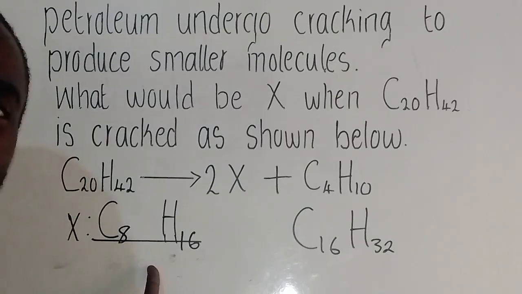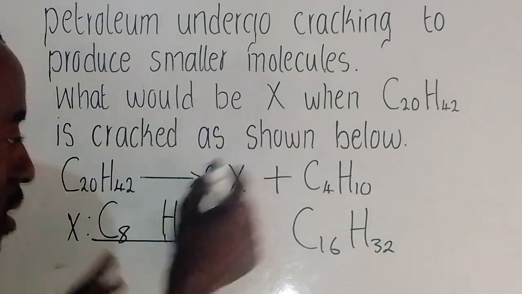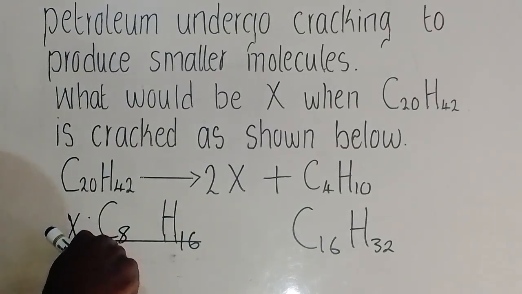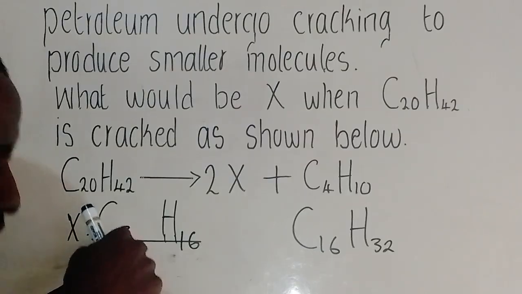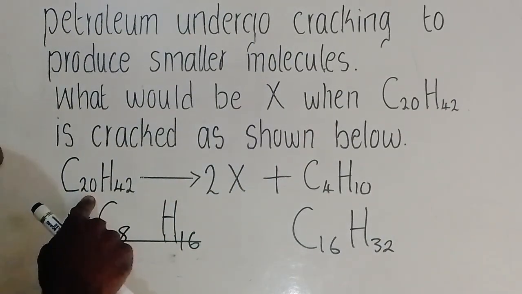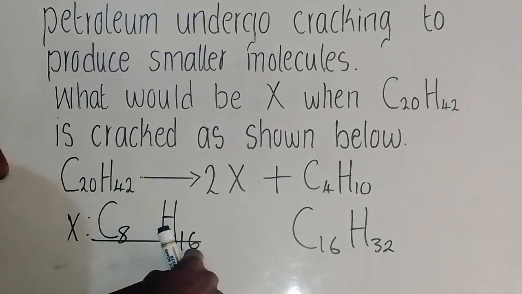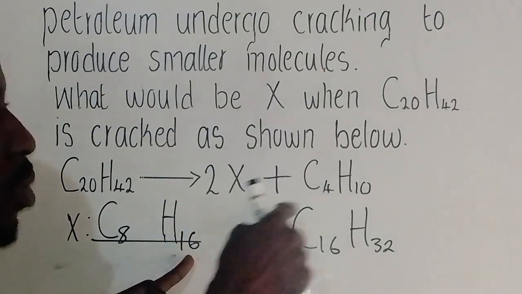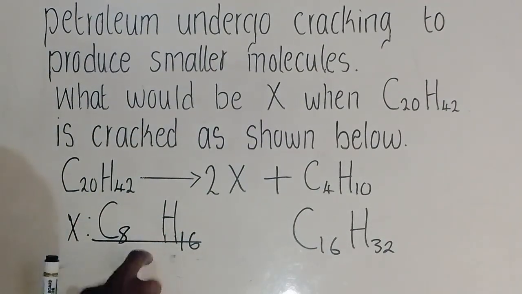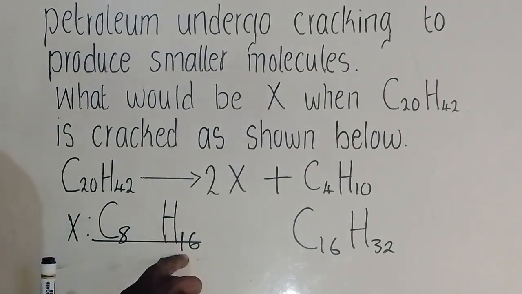I know you may be thinking, okay, how true is it? It's simple. We just do this. So where there is x, there is this one. It's supposed to be 2 times 8, it is 16 for carbon. So 16, which is now here, plus 4, it is 20. You have seen that? Yes. Again, we say 2 times 16, it is 32. 32 plus this one is going to give me 42. So the answer is C8, H16.